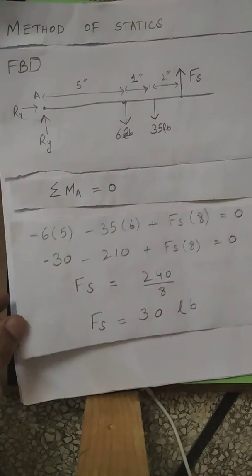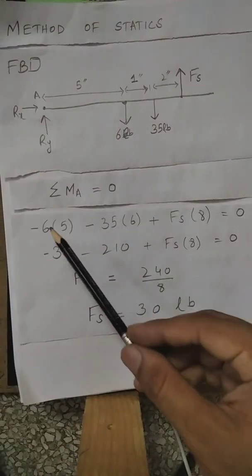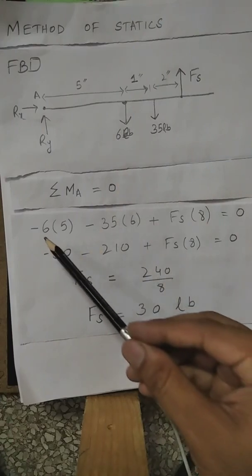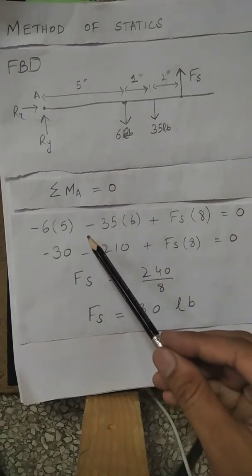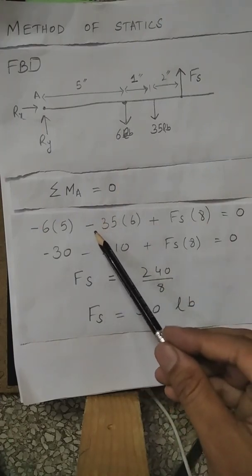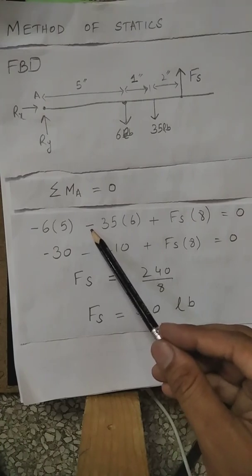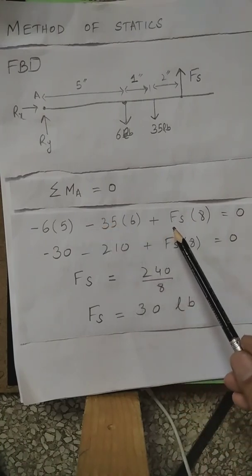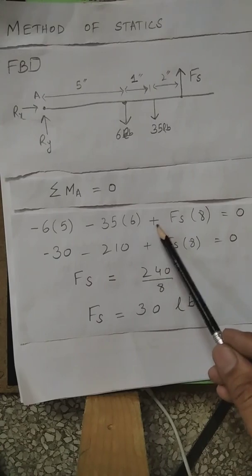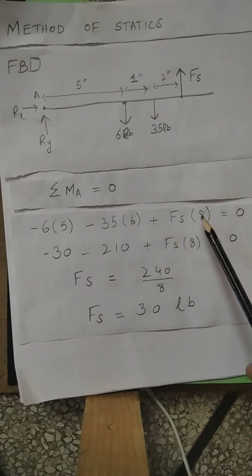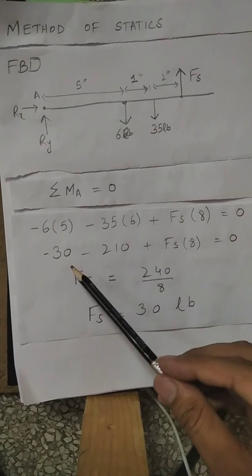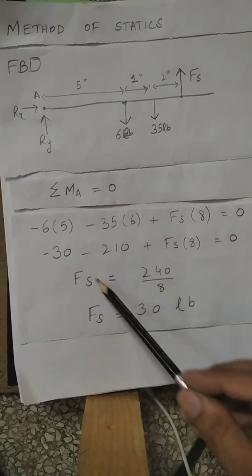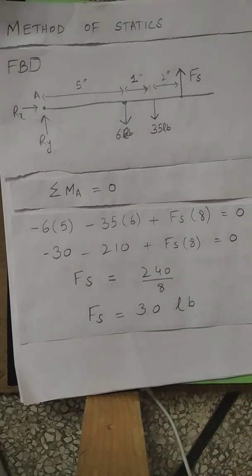So here we have the calculations. The moment due to the 6 pound force will be clockwise, so we have a negative sign with it. The moment due to 35 pound force is also clockwise, so we will also have a negative sign with it. The moment due to Fs force will be anti-clockwise, so we have a positive sign with it, and these are the distances. So here we will multiply it and we get the value of Fs, which is equal to 30 pounds. So we got the value of the force in the spring.